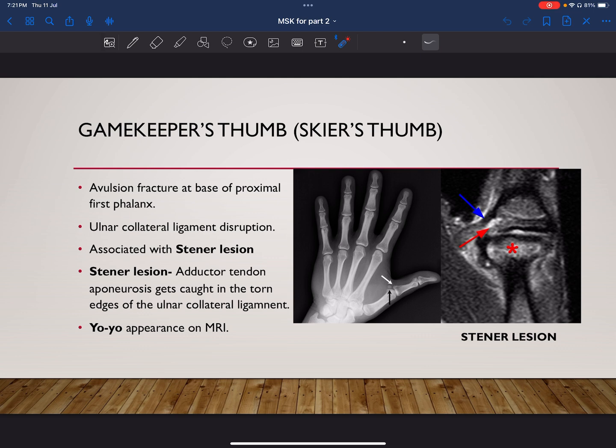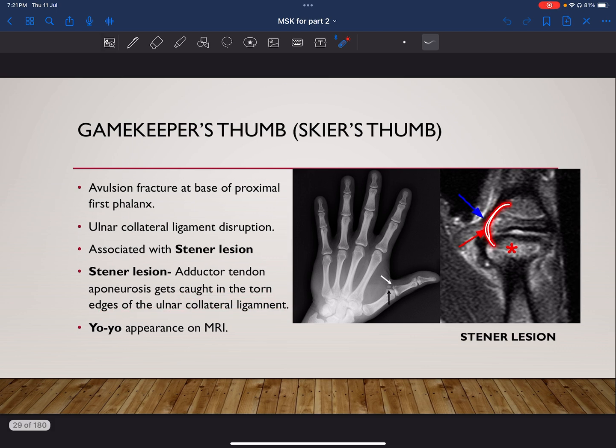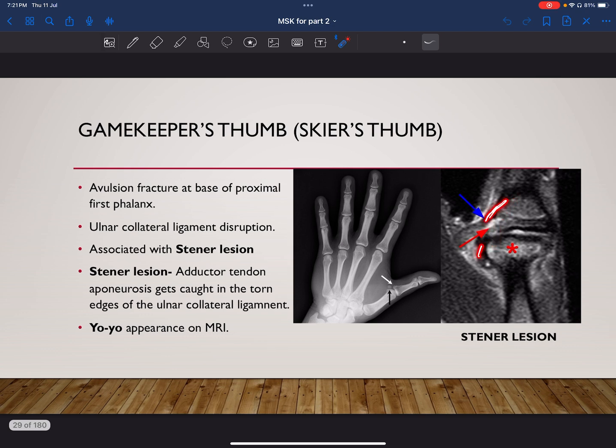So what happens is there is another entity known as Stener's lesion. In Stener's lesion, the adductor tendon aponeurosis gets caught between the torn edges of the ulnar collateral ligament. Okay, so here was supposed to be the ulnar collateral ligament that got torn, and then we had the aponeurosis come in between. The appearance is known as the yo-yo on a string appearance on MRI. So Stener's lesion is associated with gamekeeper's thumb.